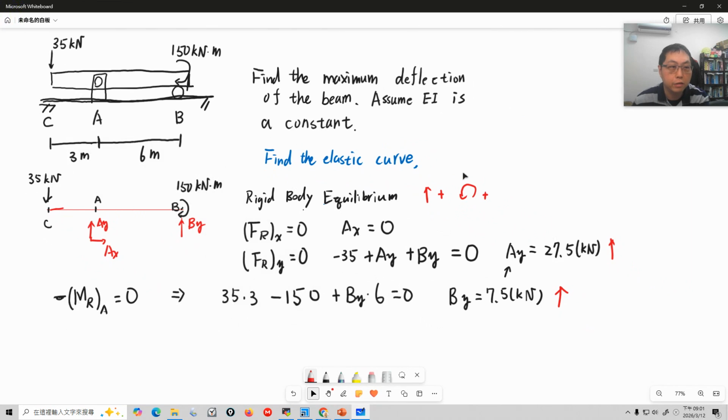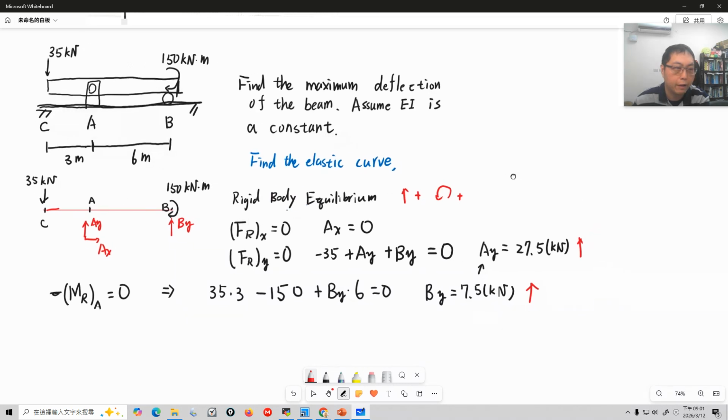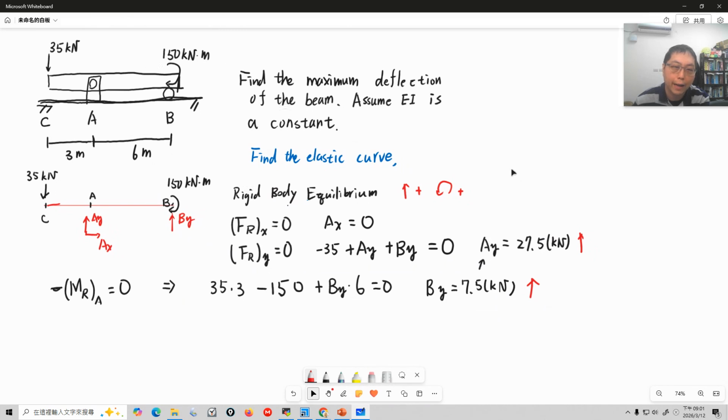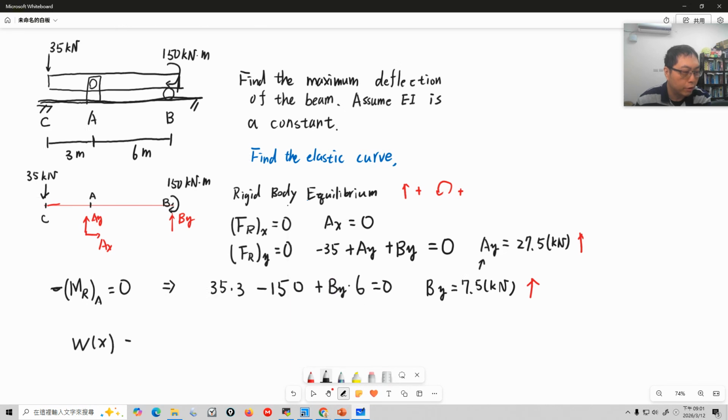The second step, after you obtain the reaction forces, is to write down the loading function, and then represent the loading function using discontinuity functions. Let us write down the loading function. The origin is at position C, and we write the loading function from left to right.